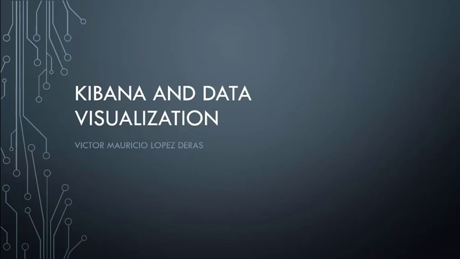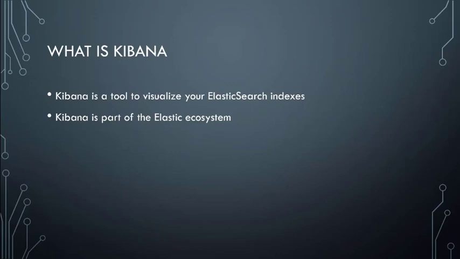Now that we've learned how to search for the information stored within our ElasticSearch indexes, we'll learn of another tool within the Elastic ecosystem that will help us visualize the information that we have stored. This tool is called Kibana. Kibana is simply a tool to help you visualize the data that you have stored in ElasticSearch.